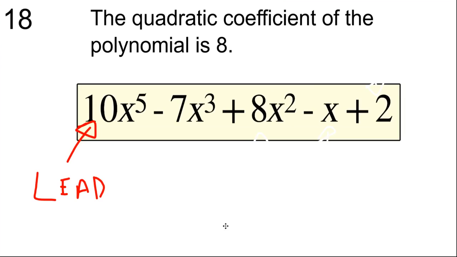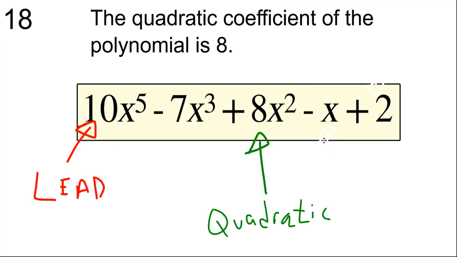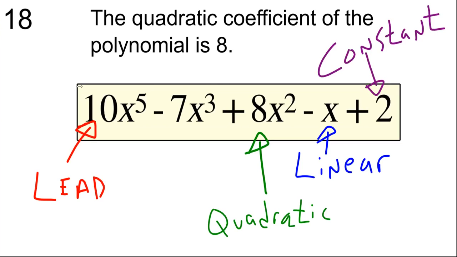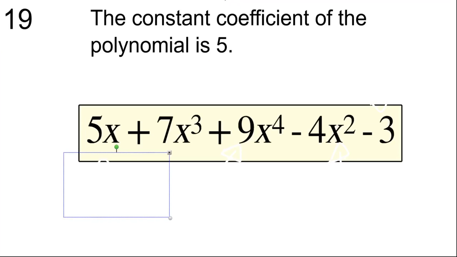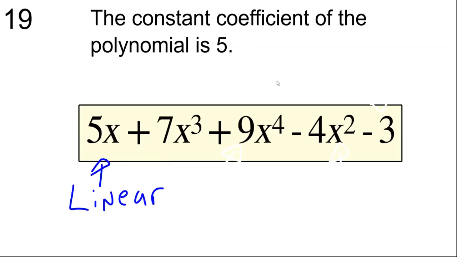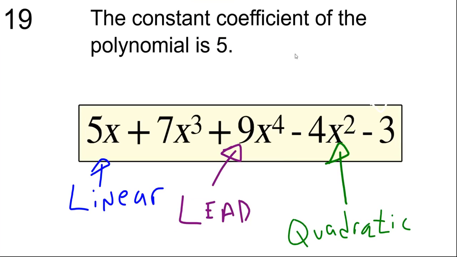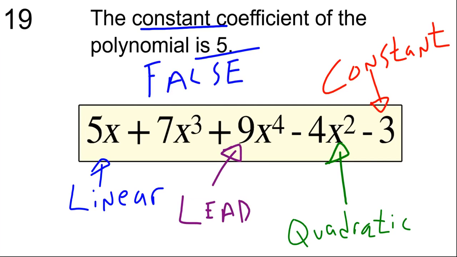Number 18 says the quadratic coefficient of the polynomial is 8. Let's see, the lead is 10. The quadratic is 8. The linear is negative 1. And the constant is 2. This one is true. Number 19, let's name the coefficients. The linear is 5. The lead is 9. The quadratic is negative 4. And the constant is negative 3. This one says the constant is 5. Clearly, this one is false.